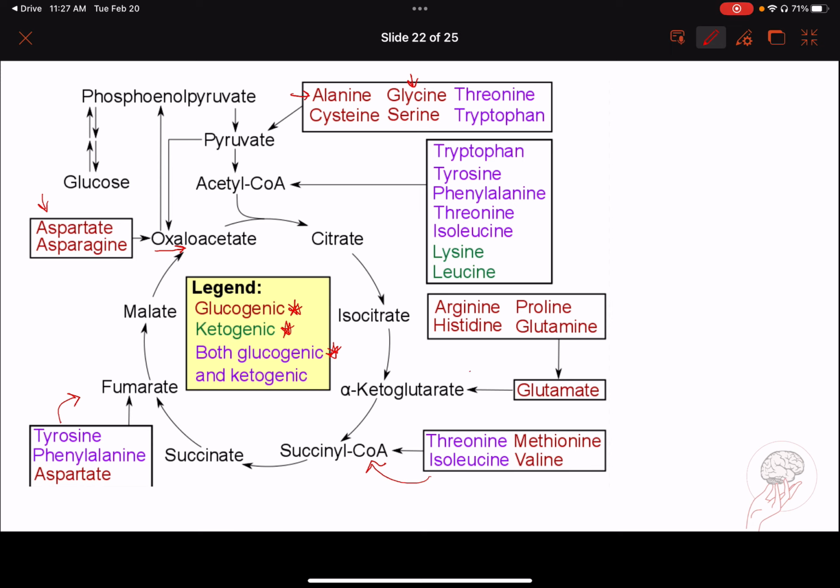Alpha-ketoglutarate and glutamate can go back and forth. But arginine, proline, histidine, and glutamine can then become glutamate. And finally, tryptophan, tyrosine, phenylalanine, threonine, isoleucine, lysine, and leucine can all come in at acetyl-CoA. And really, this is dependent on what the R chain looks like.